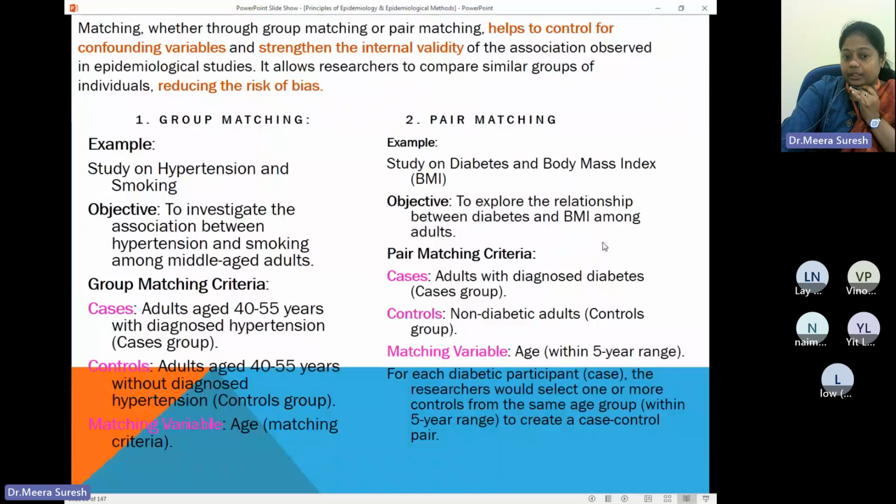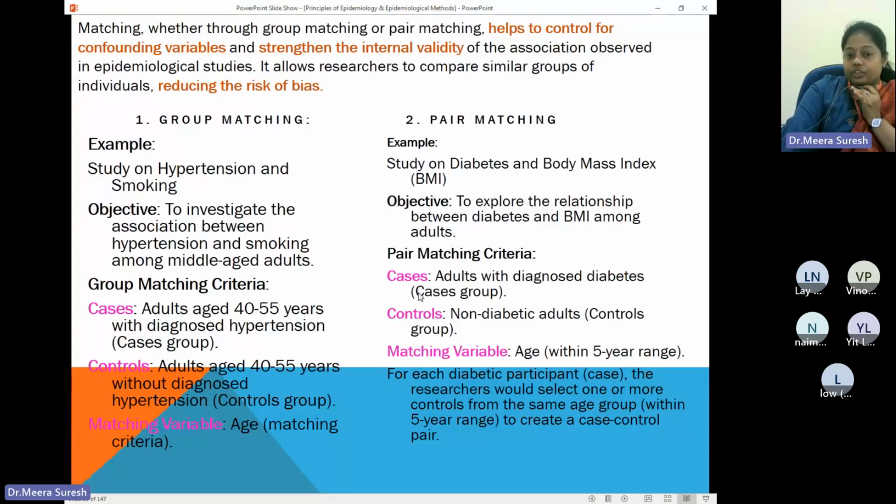Then the pair matching: the study is on diabetes and body mass index, to explore the relationship between diabetes and BMI among adults. Unlike the previous one, here you have not mentioned which age group. In group matching, you did the middle age, but here you have not put any middle age or something. You just put adults, which means it could be any person from the age of 19, or 20, until 80 or 90. Everyone belongs to the group of adults. So you don't have a particular categorization made.